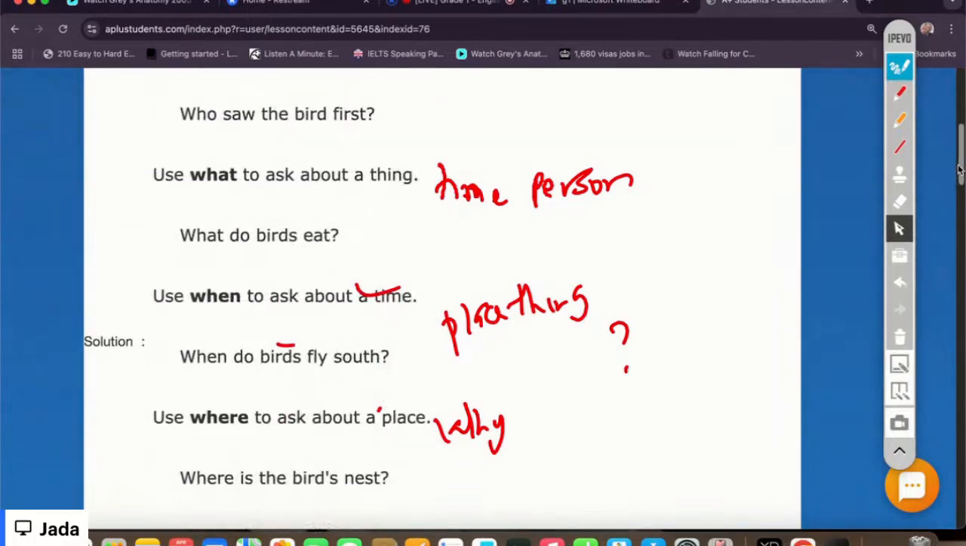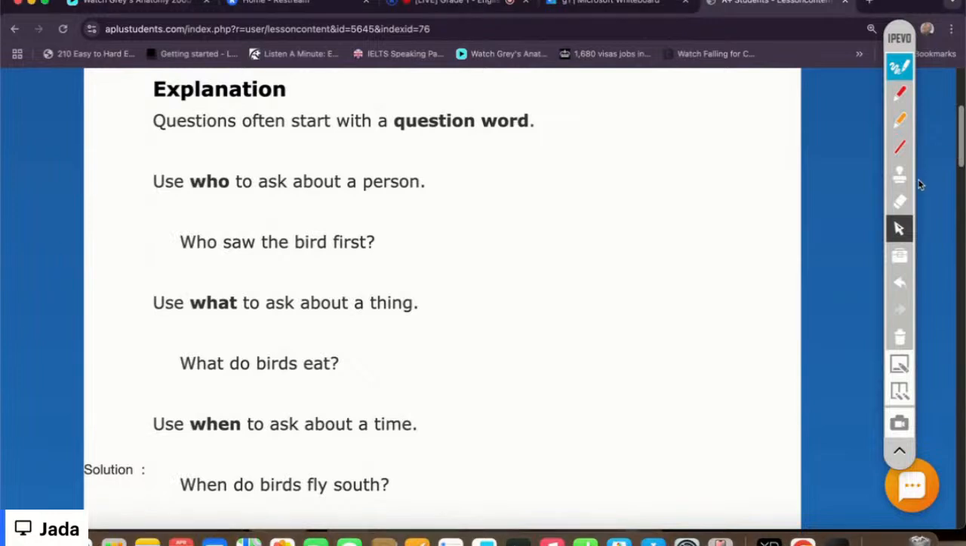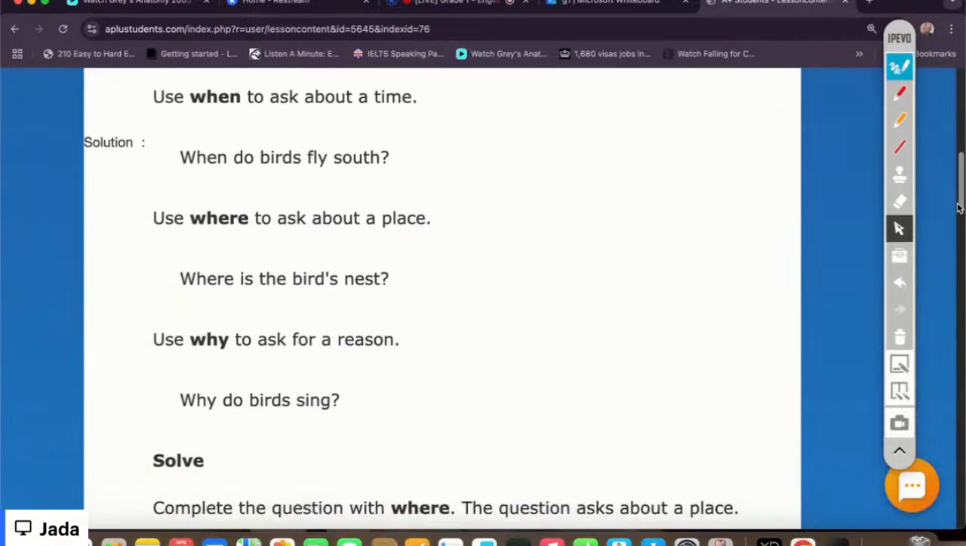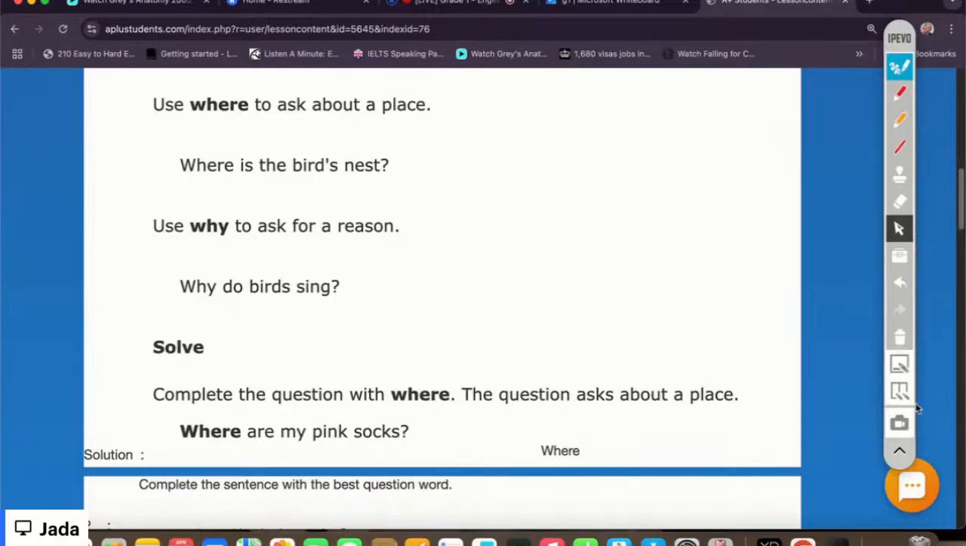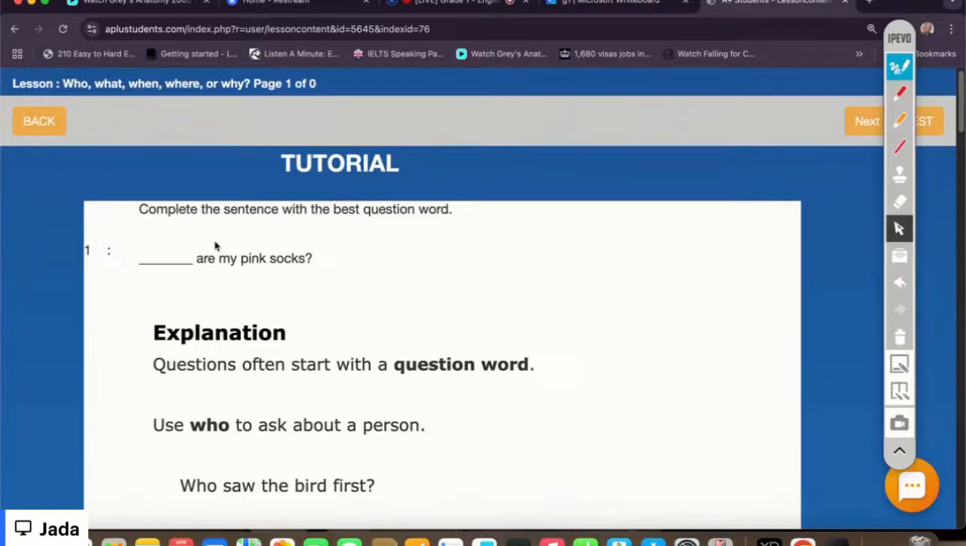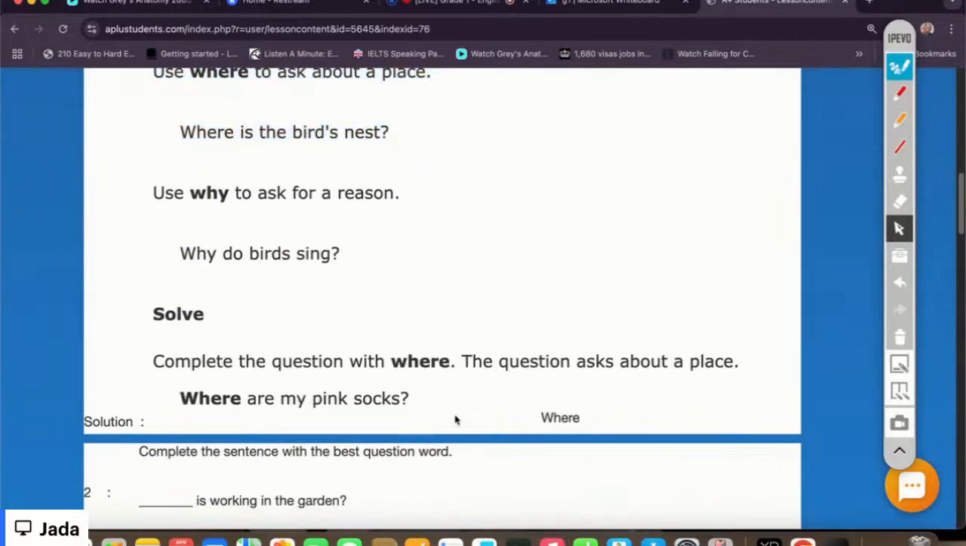So if you want to ask a question, who is for a person, what is for a thing, when is for time, where is about a place, and then why is for a reason. Let's look at some questions. Dash are my pink shoes. What is the best question word here? Place, right? So we will say, where are my pink shoes?